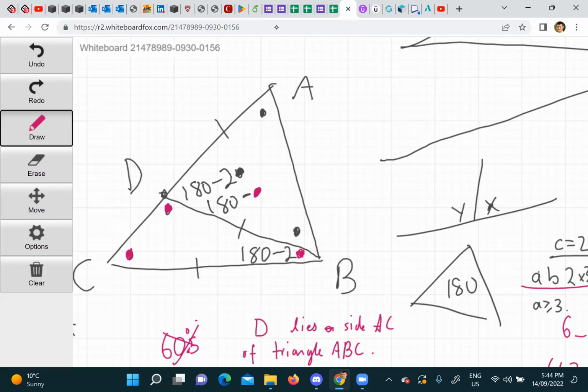Can you see? So the reason why it's 180 minus red dot is because it's a straight line, right? It has to add up to 180.